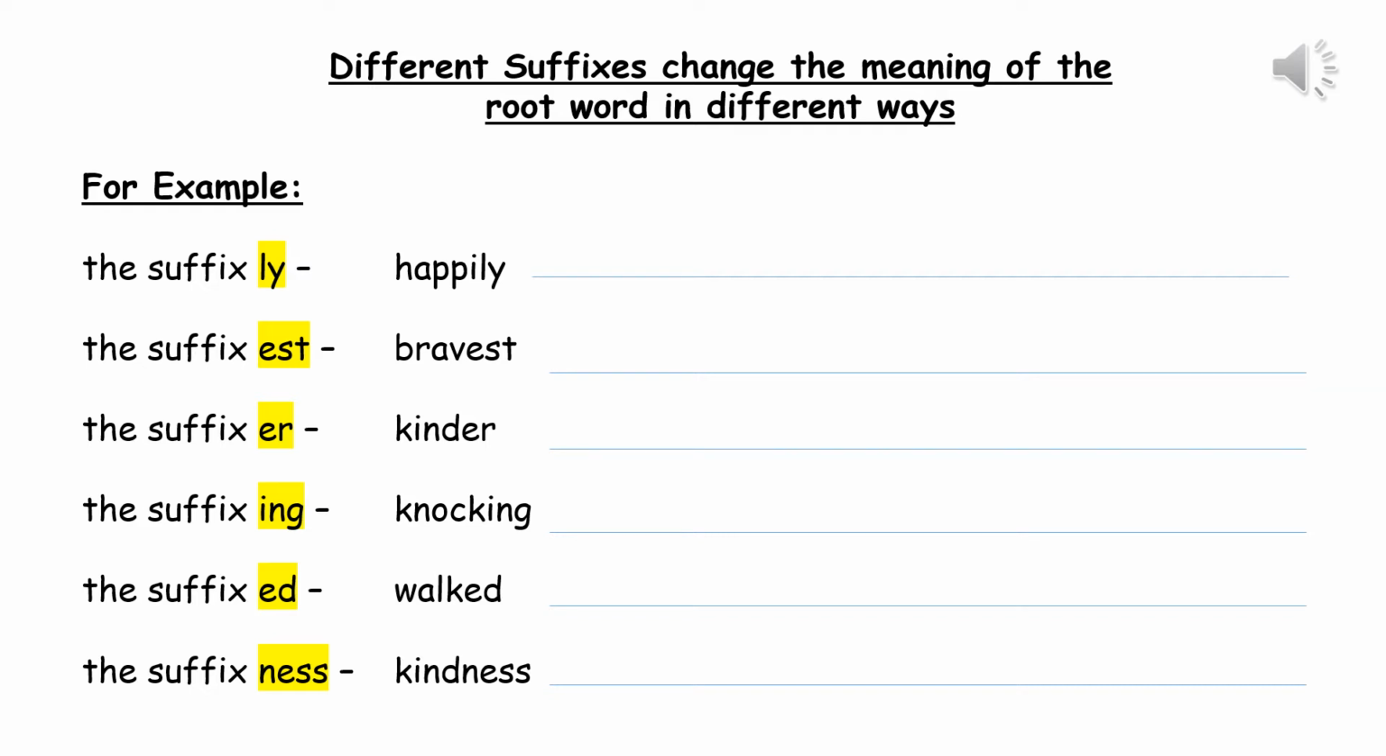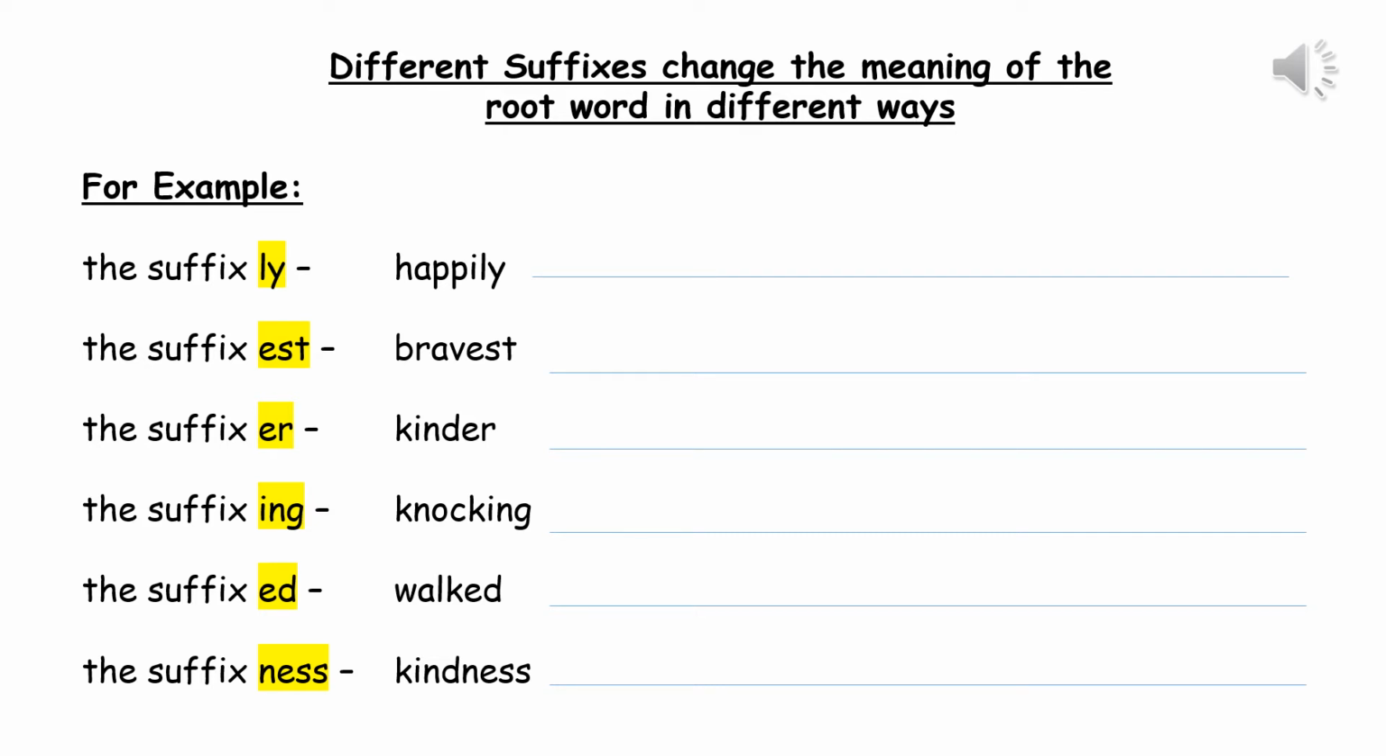Now while you're writing these down, if you've noticed on my right hand side here, I've got some blue lines. Those blue lines are not there just for show. What I'd like you to do is write some examples of your own. Now be careful, because sometimes, as you've noticed with happily, you may have to change the spelling slightly to be able to fix some of these letters on the end.